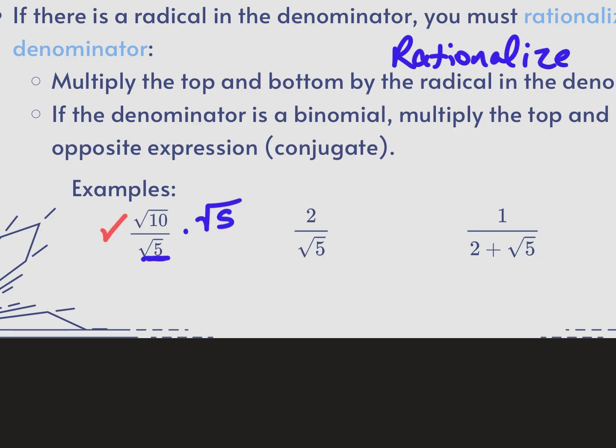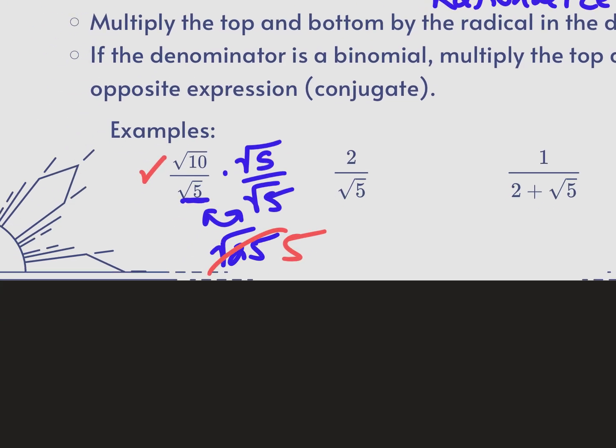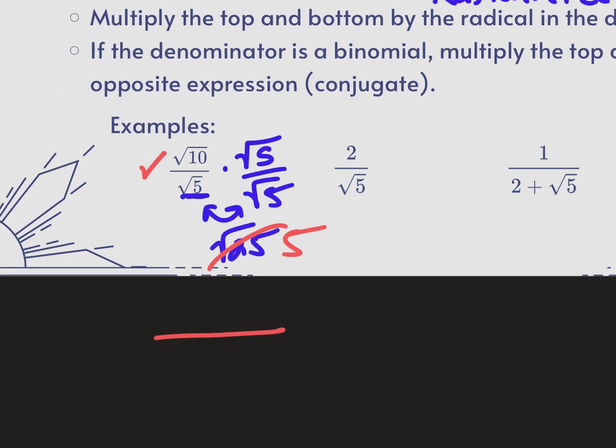And the reason why is this. I'll show you. What happens when you multiply the square root of 5 times the square root of 5? You get the square root of what? 25, which is 5. It makes the radical go away. Now, every time you see a radical in the denominator, when it's just by itself, you can rationalize. You can just multiply the top and the bottom. But sometimes when you do that, if we were to continue this problem, you'd be left with the square root of 50 over 5.